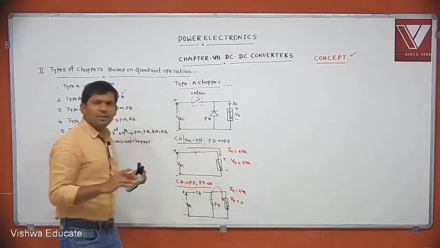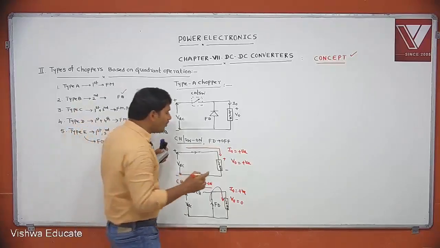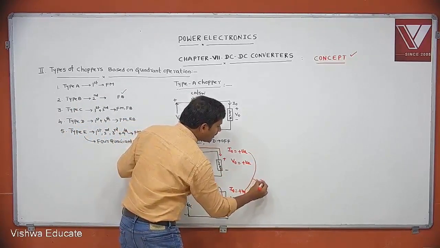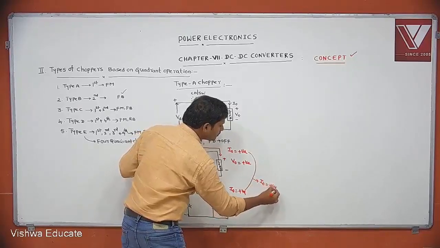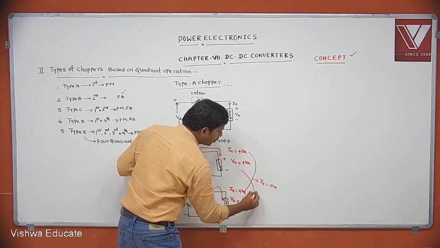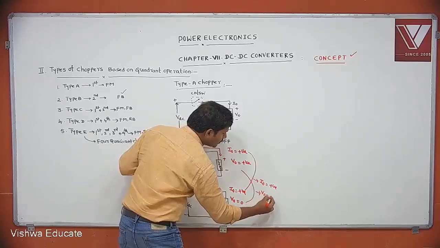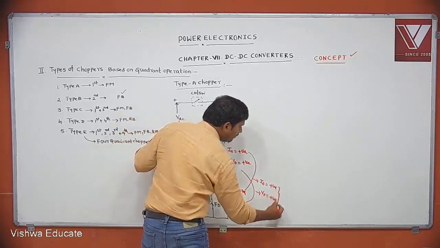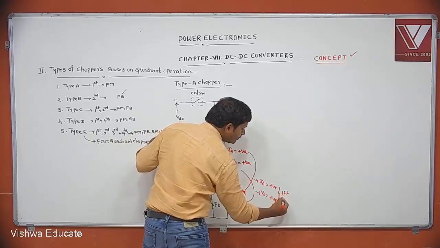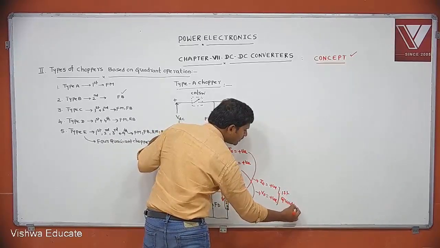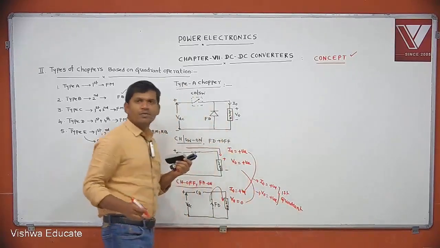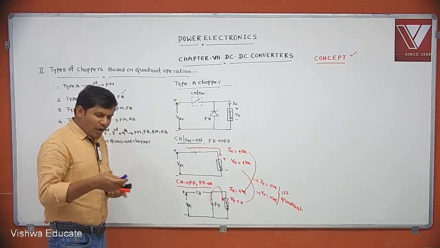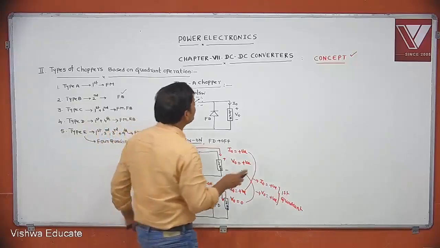Now, the resultant. One operation is nothing but one on and one off, that's the total time period of operation. I naught positive, I naught positive. What about the resultant I naught? Positive. V naught positive, V naught 0. What is the resultant? V naught positive. I naught positive, V naught positive. Which quadrant? First quadrant. Therefore, in type A chopper, I naught positive, V naught positive. It is a first quadrant chopper.